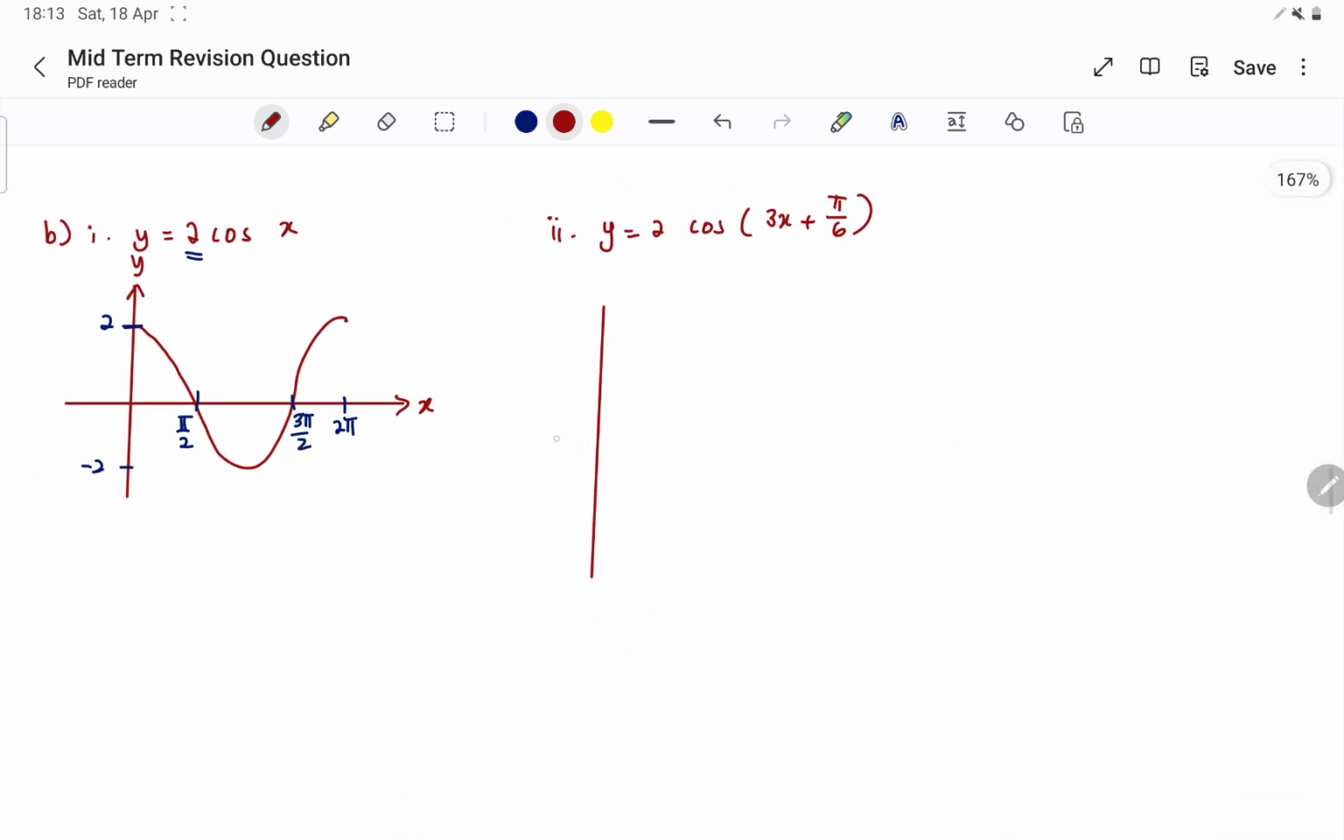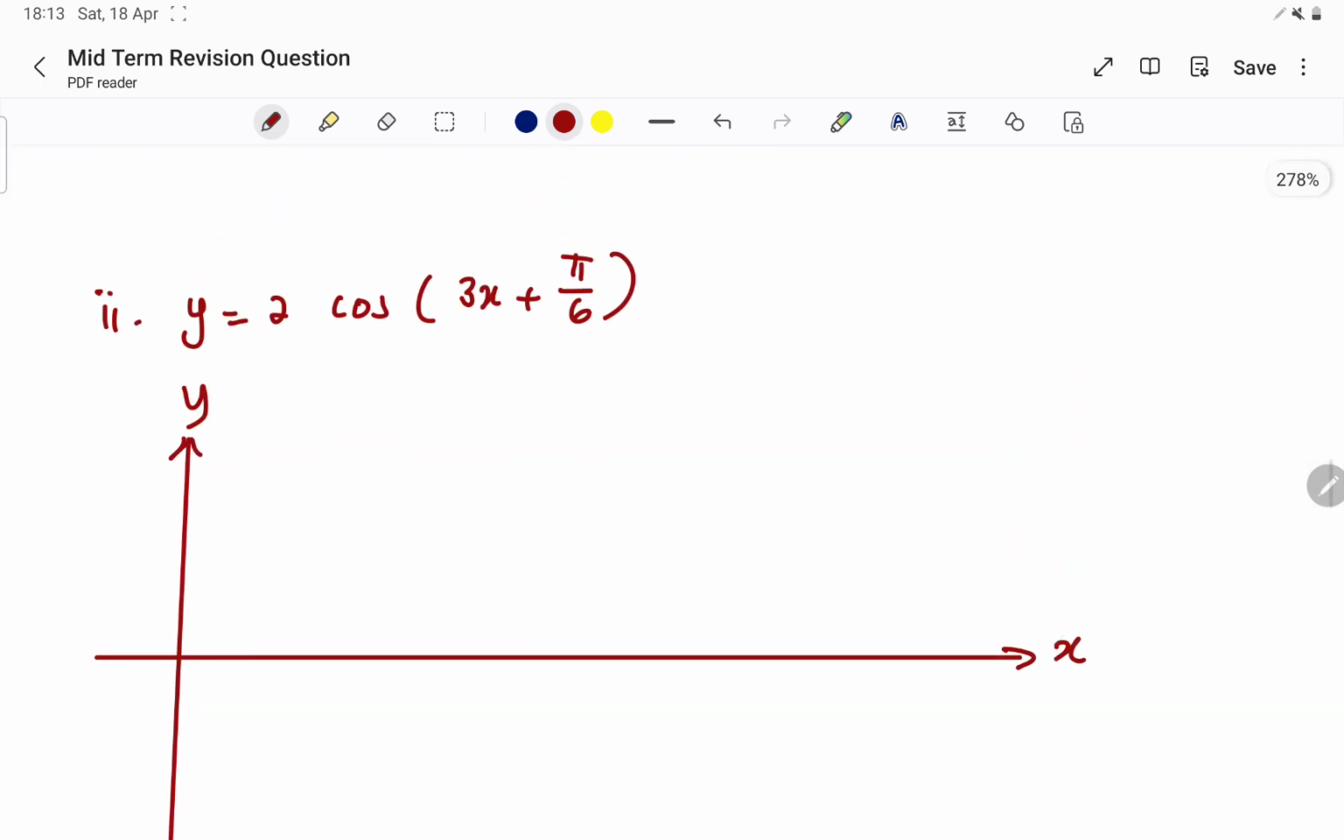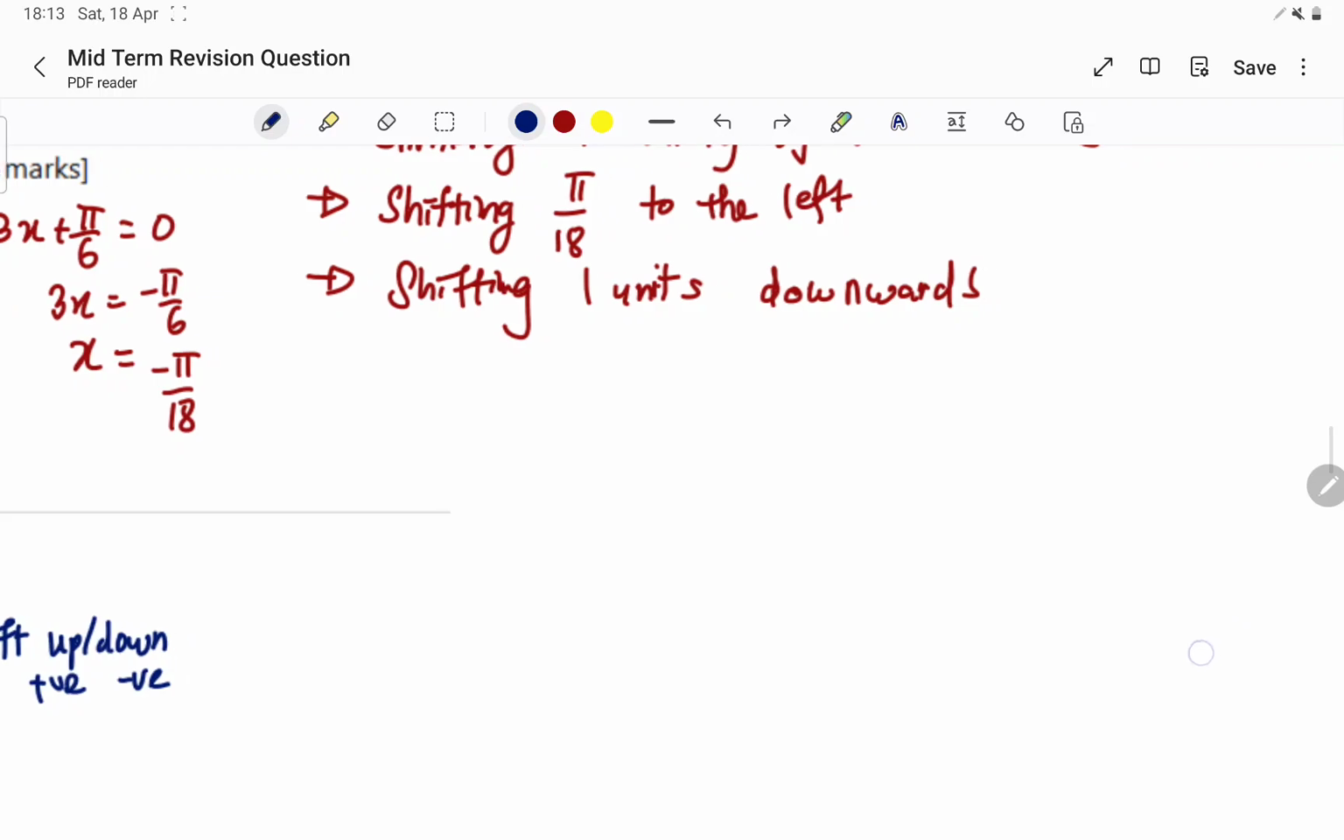Okay, and then from here, if you check, the amplitude is still the same, so that one no need to worry. But then here we have 3x, by right we have 3 cycles, and when they say plus pi over 6, by right you have to shift pi over 18 to the left. Remember when we do this guy?